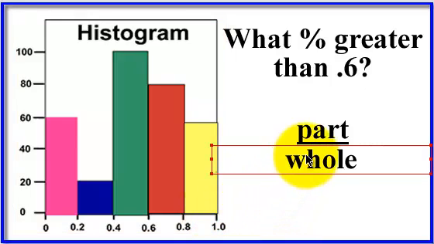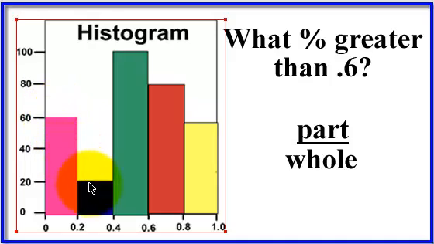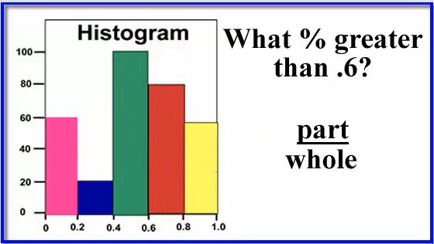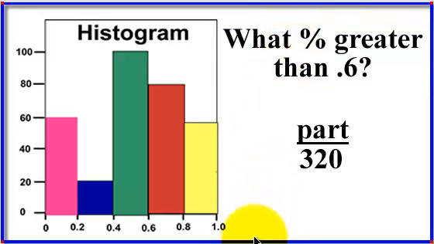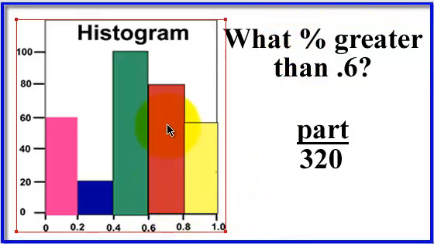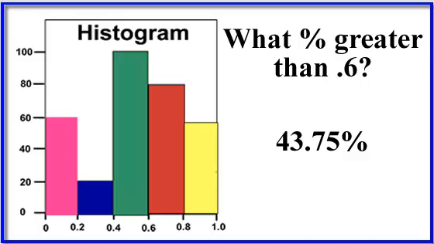So let's do the whole first. How many people total are there? There's 60 plus 20 is 80, plus 100 is 180, plus 80 is 260, plus another 60 is 320. So you got 320 people total. And your part is what percent? I'm sorry, greater than 0.6. So greater than 0.6, you got 80 plus 60 is 140. Simply do some math. That comes out to be that kind of percent. So watch out for that problem. That's probably the hardest one on there.